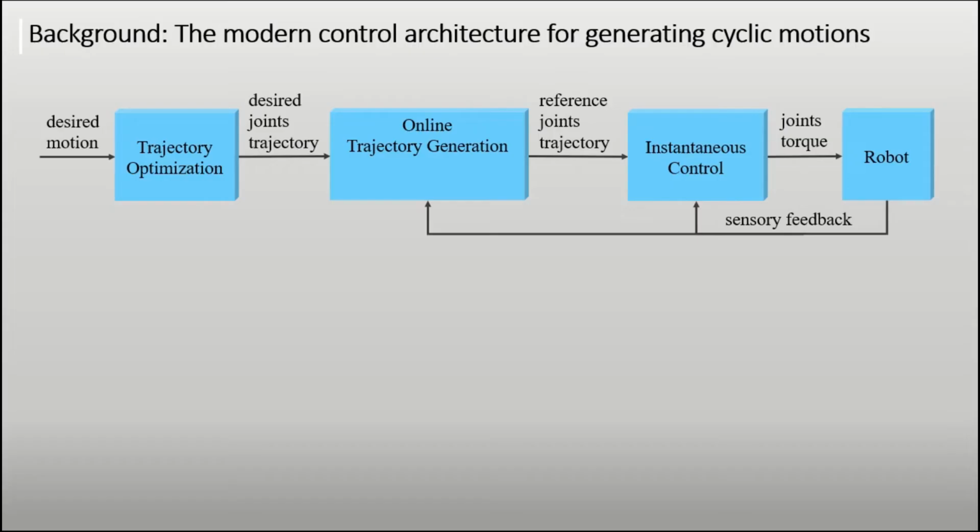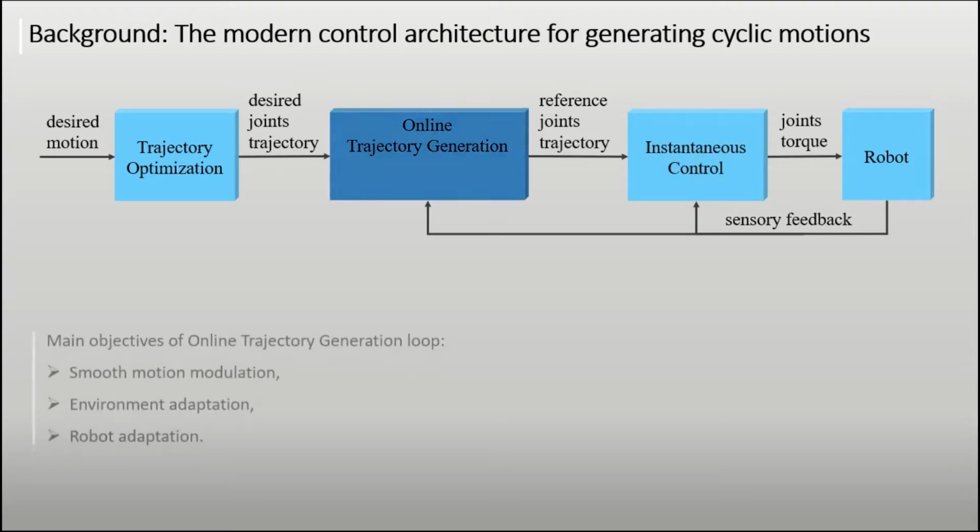The modern control architectures for generating cyclic motions consist of three main loops. First, the trajectory optimization designs the desired periodic joint trajectory, resulting in the desired cyclic motion. Second, the online trajectory generation generates the reference joint trajectory converging to the desired one from any initial condition. And finally, the reference trajectory is followed by the instantaneous control of the robot.